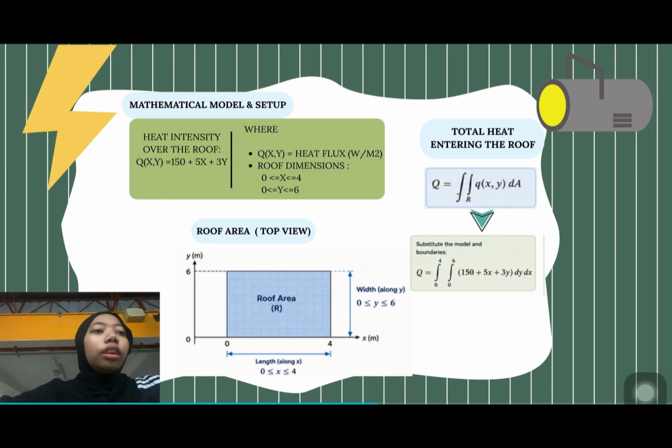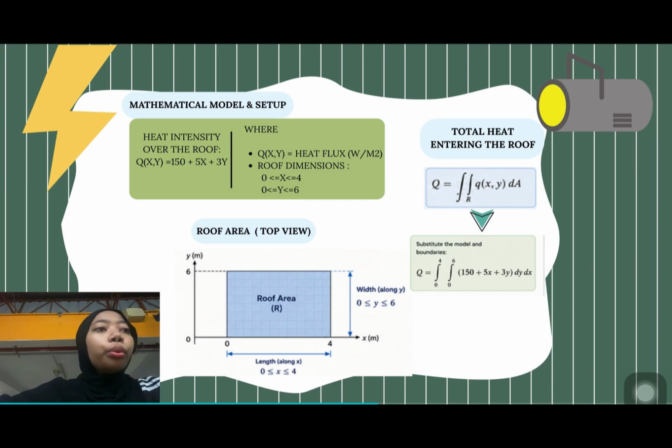So our boundaries are 0 ≤ x ≤ 4, and for y, 0 ≤ y ≤ 6. As shown in the graph, the shaded rectangle represents the entire roof area where we want to calculate the total heat entering. To find the total heat, we use the double integral of Q(x,y) dA.